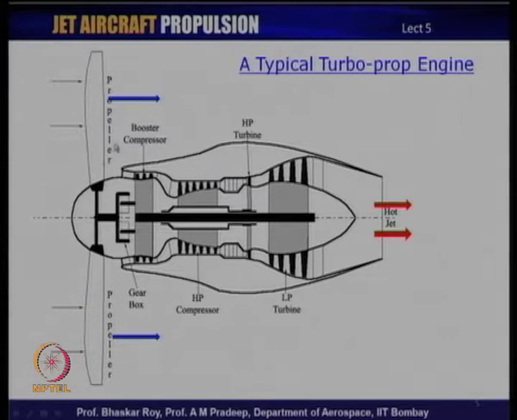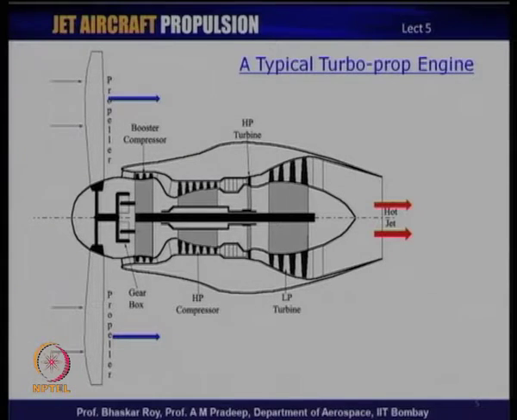Propeller by design produces the bulk of the thrust. So, the flow goes through the propeller in a normal cold air flow, and that produces the bulk of the thrust, quite often of the order of 80 to 85% of the thrust, and the balance 15 to 20% of the thrust is produced by straight jet that a typical jet engine produces.